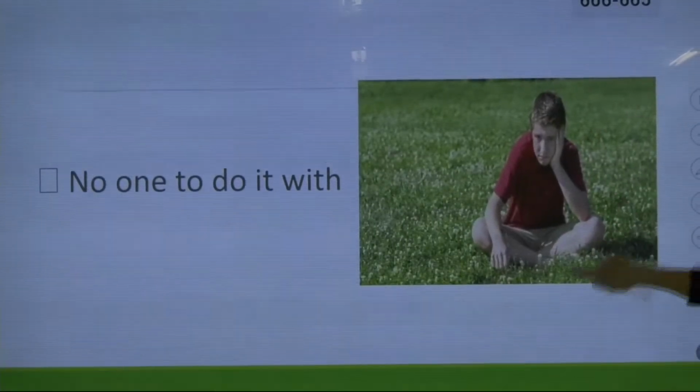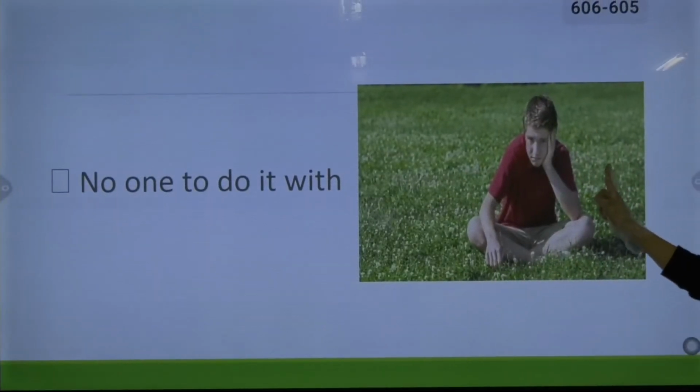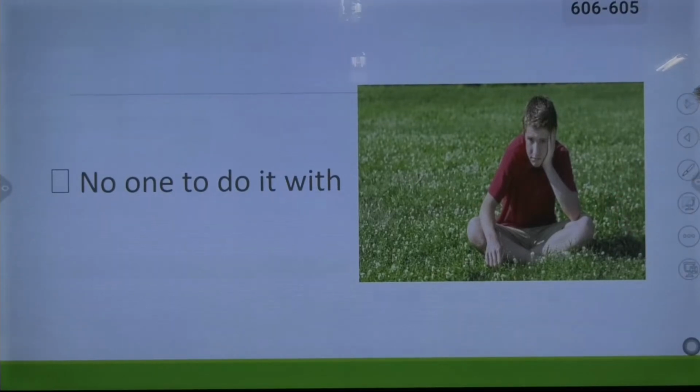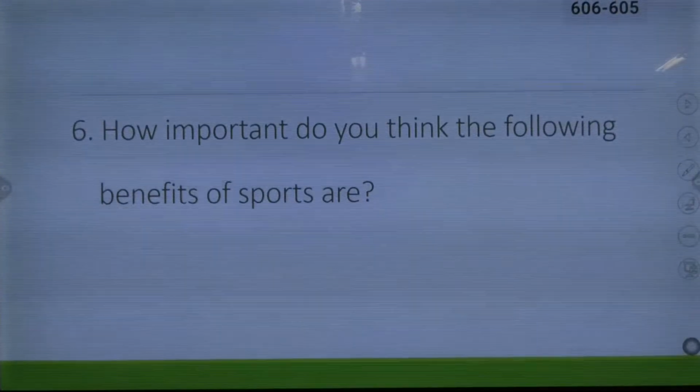And what's the next one? Not interested in sport. Maybe just I don't like sports. This is the reason. I like drawing, I don't like sports. And no one to do it with. Oh, only one person where to go with, who to go with. So this is it. And last question.